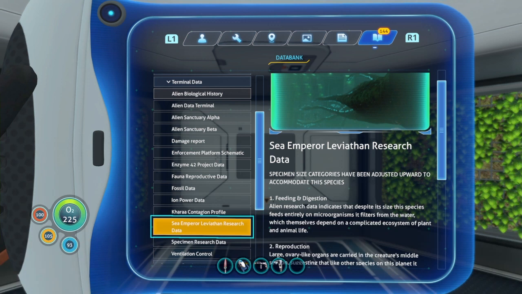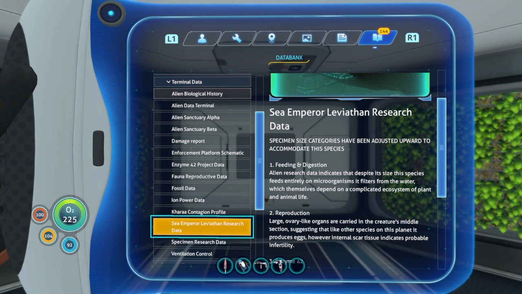Specimen size has been adjusted upward to accommodate this species. 1. Feeding and digestion. Alien research data indicates that despite its size, the species feeds entirely on microorganisms it filters from the water, which themselves depend on a complicated ecosystem of plant and animal life.